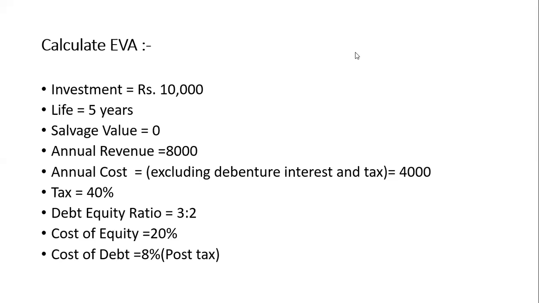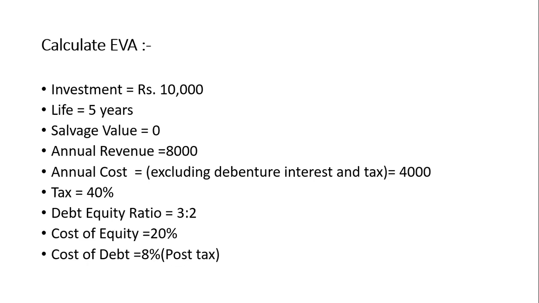Now in this sum, we have capital employed of 10,000, that is the investment of 10,000. Life of the project is 5 years. Salvage value is 0, that means after selling the machinery we will not get anything from the scrap. Annual revenue means every year you are going to get 8,000, continuously for 5 years. The annual cost will be 4,000, excluding the debenture interest and tax.